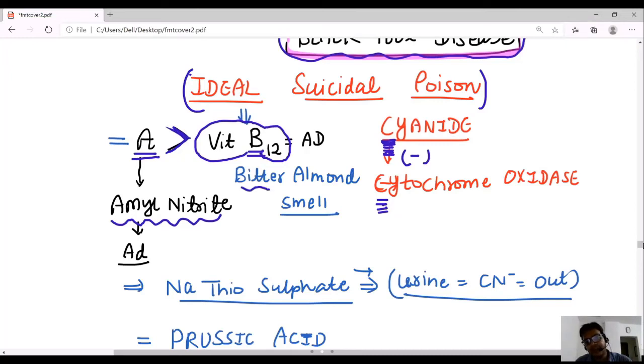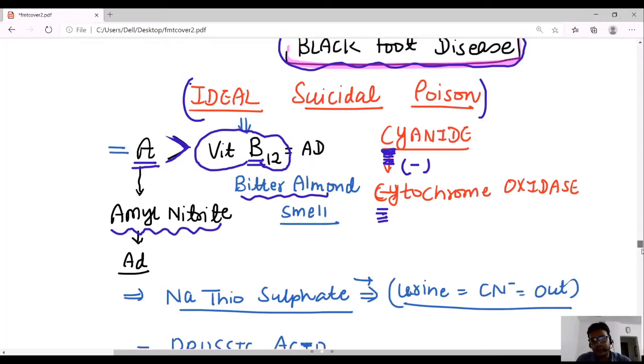B for bitter almond smell. So how to remember? C for cyanide, C for inhibits cytochrome oxidase, A for amyl nitrite is an antidote, B for B12, vitamin B12 is also an antidote, but remember bitter almond smell. Bitter almond smell is seen in cyanide. A, B, C. A for amyl nitrite is antidote. B for vitamin B12 is antidote. B for bitter almond smell. C for cyanide inhibits cytochrome oxidase.